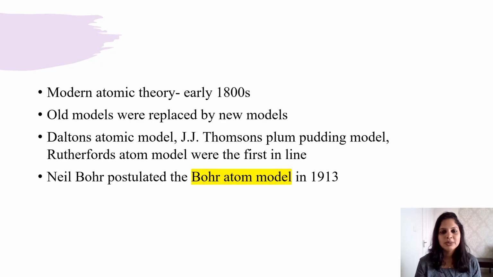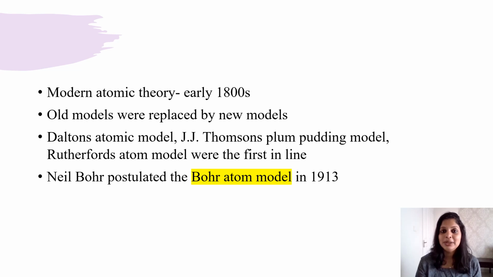The modern atomic theory that we are seeing started in the early 1800s, and the old models seem to be replaced by the new models every time. You must have heard of Dalton's atomic model, J.J. Thomson's plum pudding model, Rutherford's atom model. These were all the other theories that were there in the line.